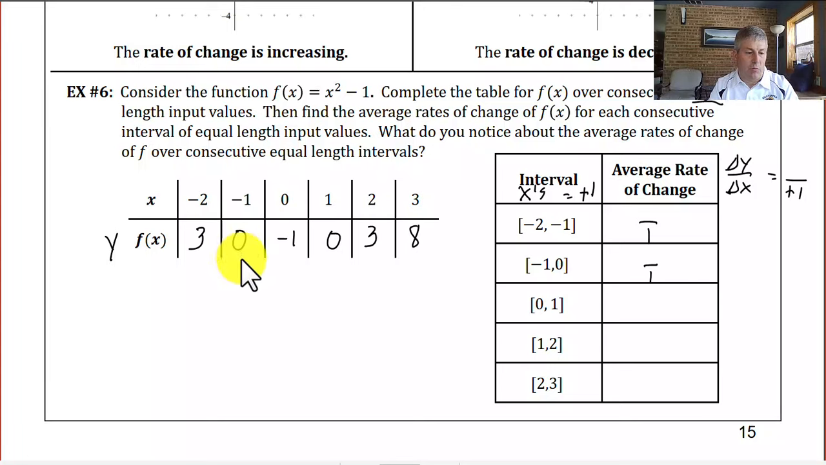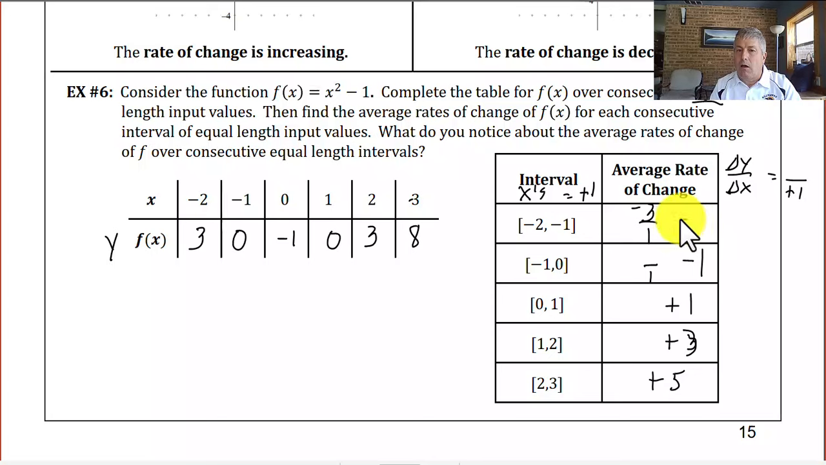Let's explore this. From -2 to -1, we have a decrease of 3. We go from 3 to 0, so that's -3. Then from -1 to 0, we have a decrease of 1, so that's -1. And from 0 to 1, we go from -1 to 0, so that's +1. From 1 to 2, we have an increase of 3. And from 2 to 3, we have an increase of 5.